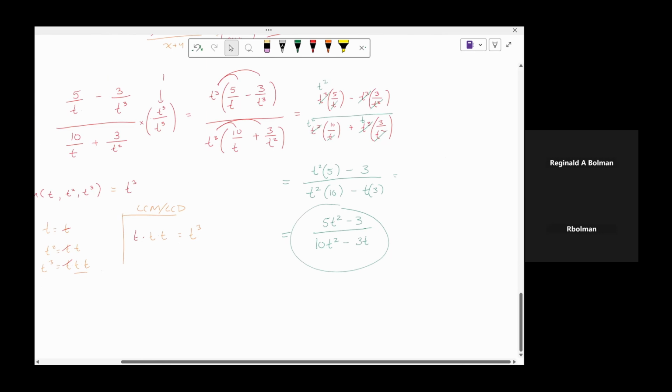I hope you can see that by multiplying the top and the bottom of your denominator by t cubed, all we had to keep track of was the fact that we were doing distribution. And then once you simplify your distribution, which can be done in a single step if you're comfortable with your mental math, that'll allow you to just write 5t squared minus 3 all over 10t squared minus 3t. So it is a much nicer way of being able to simplify everything.